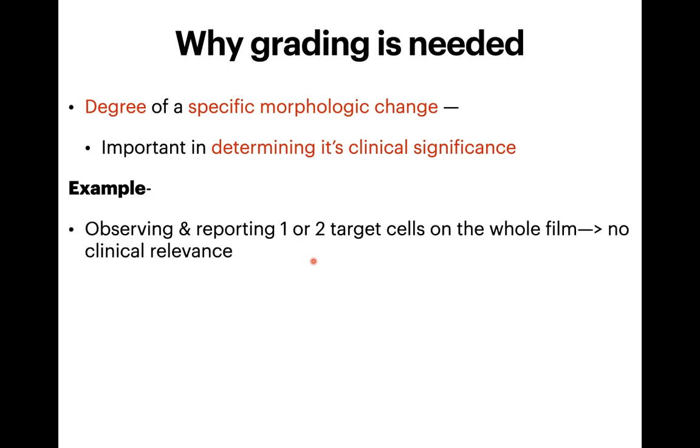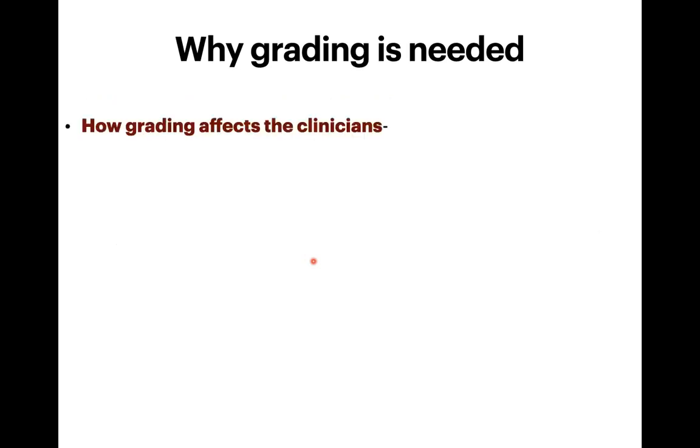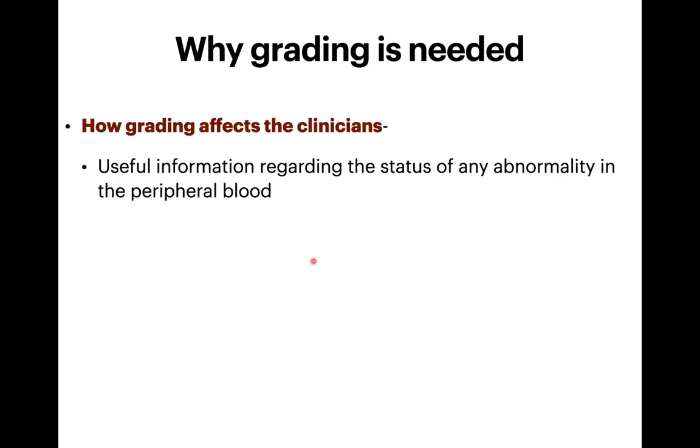Yes, the examples are there. Like if you are seeing 1 or 2 target cells in the whole blood film and you are describing the PBF as presence of target cells, there is no clinical relevance of these 1 or 2 target cells in the entire film. But if you keep describing this in many blood films, what will happen? The clinician will think that you write target cells in every other blood film and he will not even pay attention to that. That's why it is very important to grade them, to say how many you are seeing. So how does this grading affect the clinicians? It provides them with useful information regarding the status of any abnormality in the peripheral blood.